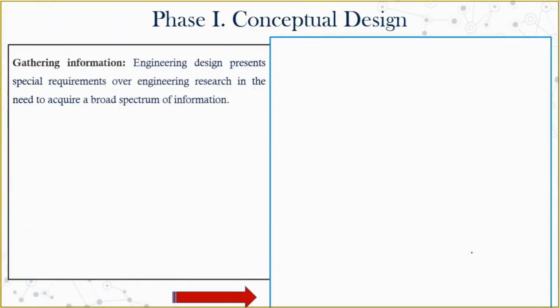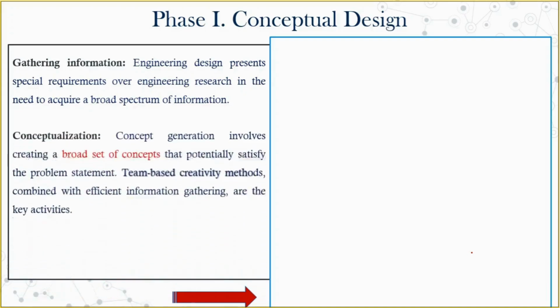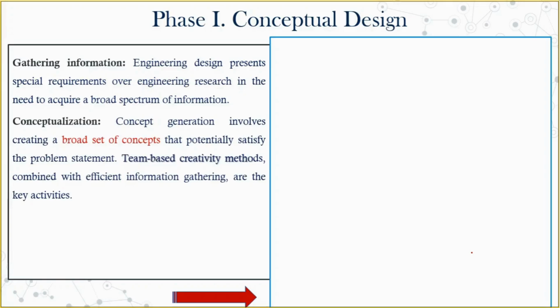So in phase 1 of the conceptual design, we are going to gather the information. Gather the information means what? You can have the information from various sources, like the internet. You can go through journals, conference papers, and some magazines. You just gather the information about the existing product. That is the second step.